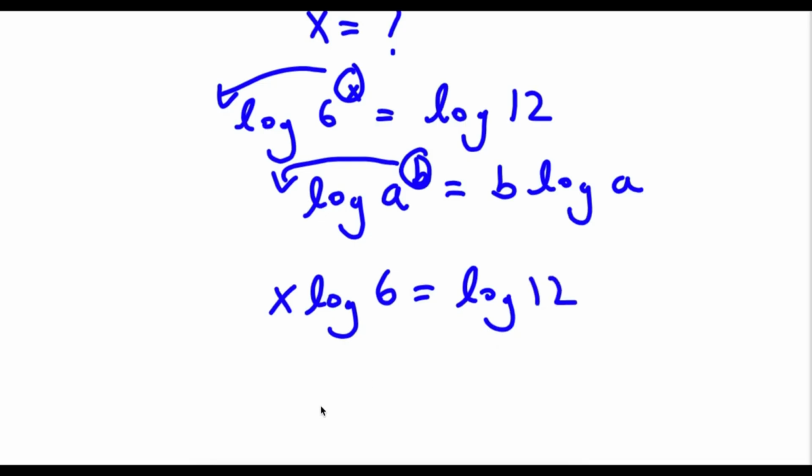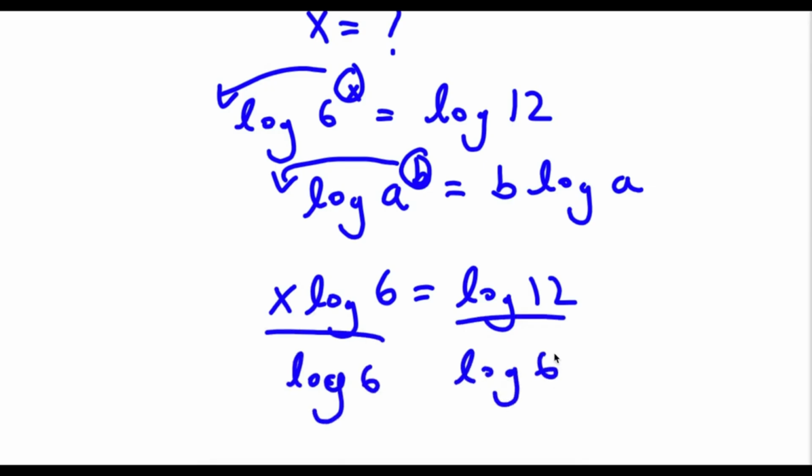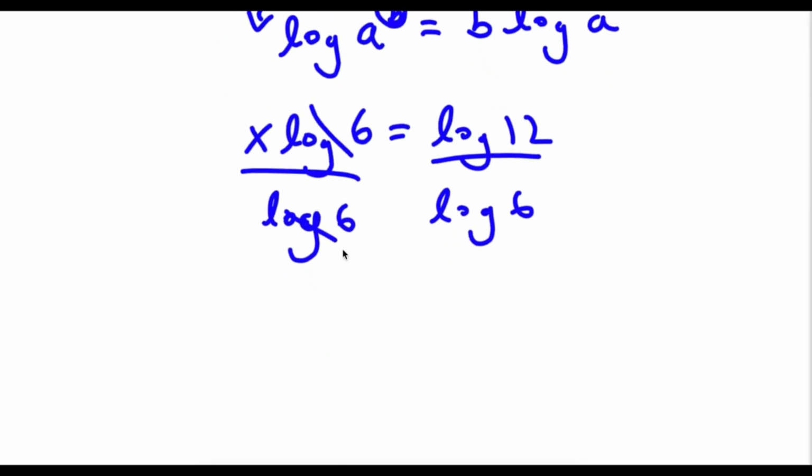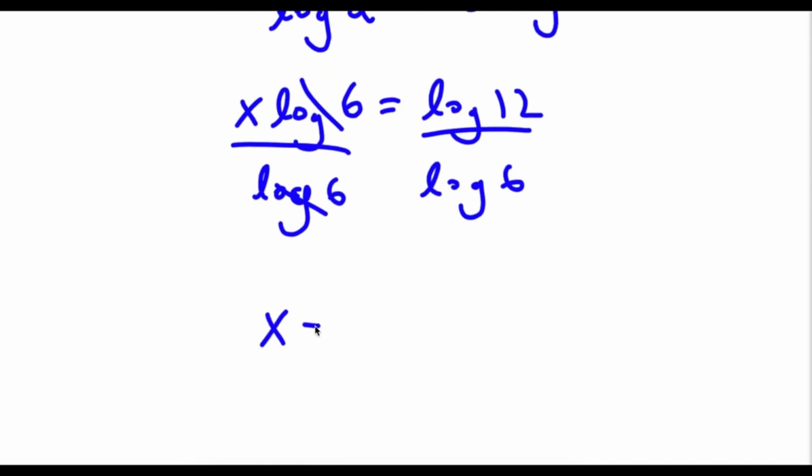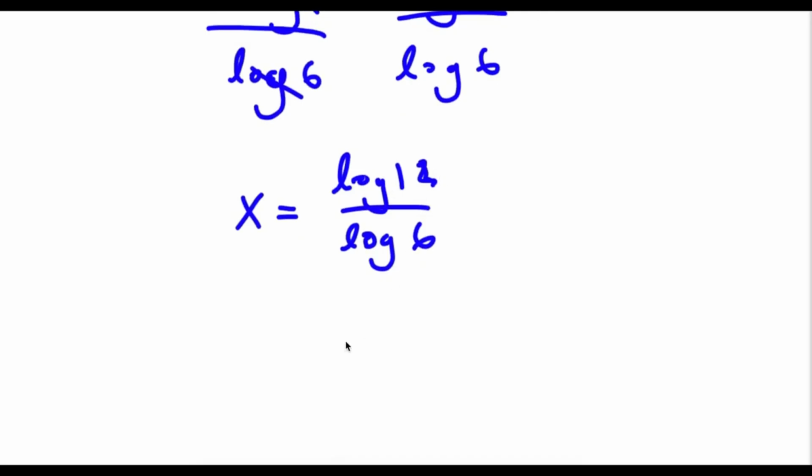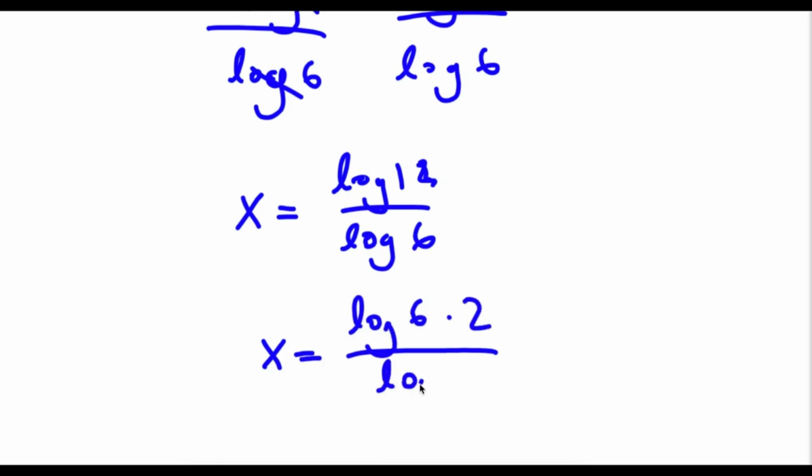And now what I'm going to do is divide by log 6 on both sides. So now these two cancel out, and I'll be left with x is equal to log 12 over log 6. So now log 12, this is the same thing as log 6 times 2. Now I have this over log 6.